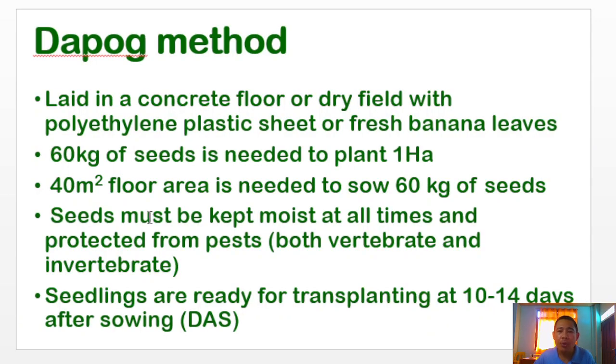Then we have the Dapog method. In this method, the seeds are laid on a concrete floor or dry field with polyethylene plastic sheet or fresh banana leaves. 60 kilograms of seeds is needed to plant 1 hectare of rice field. 40 square meters of floor area is needed to sow 60 kilograms of seeds. Seeds must be kept moist at all times and protected from pests. Seedlings are ready for transplanting at 10 to 14 days after sowing.